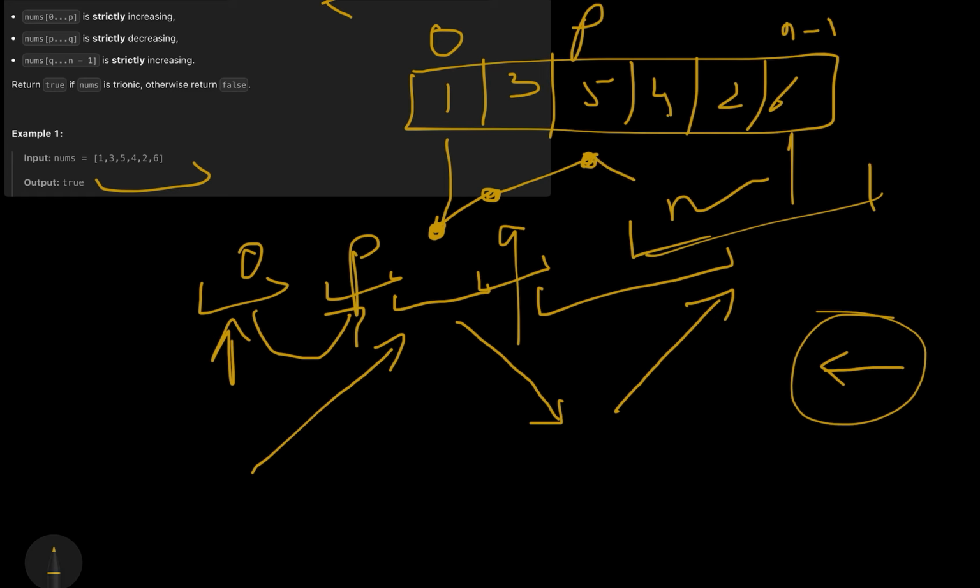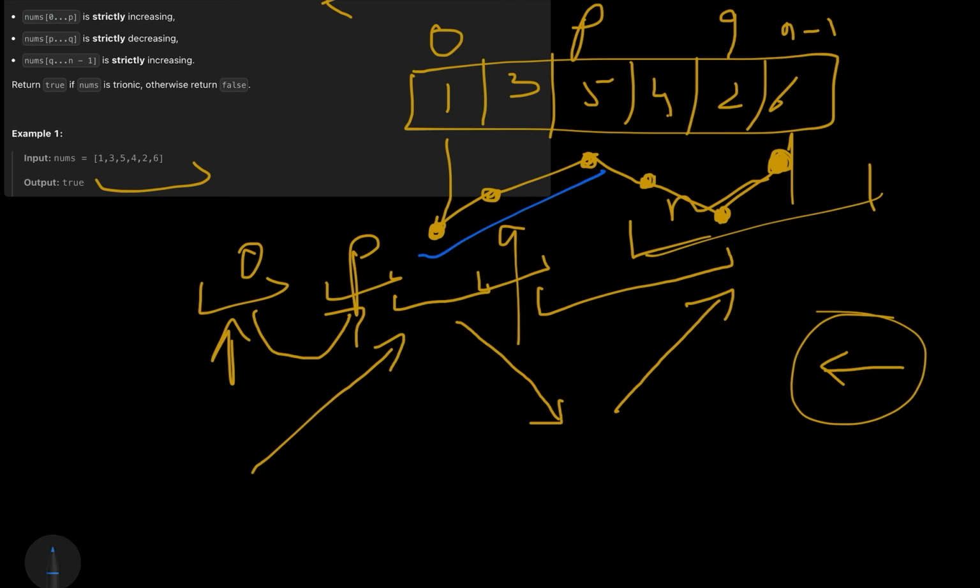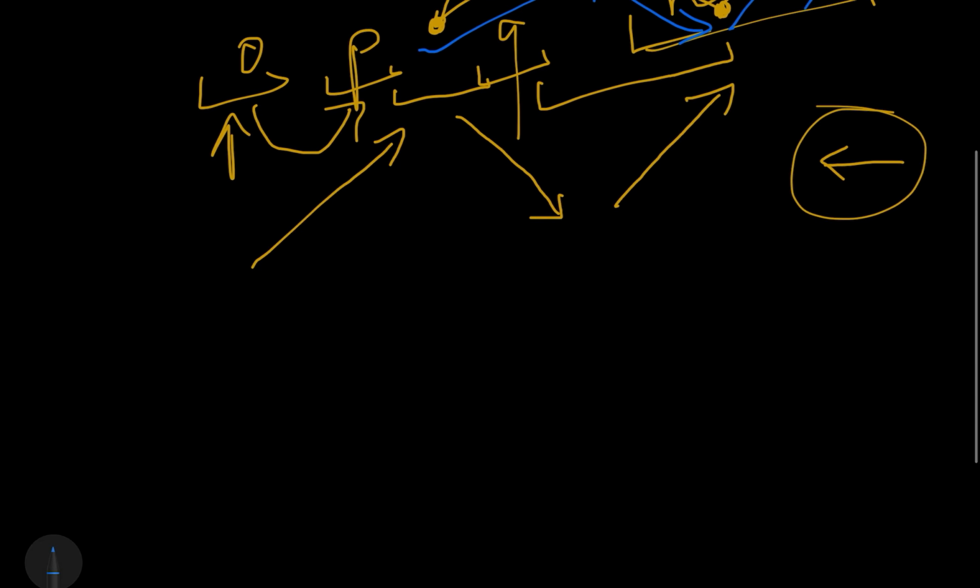Now 4 is strictly decreasing from 5. 2 is strictly decreasing from 4. So we have q here, because 6 is strictly increasing from 2. So here what we have is first strictly increasing, then decreasing, and then again increasing.